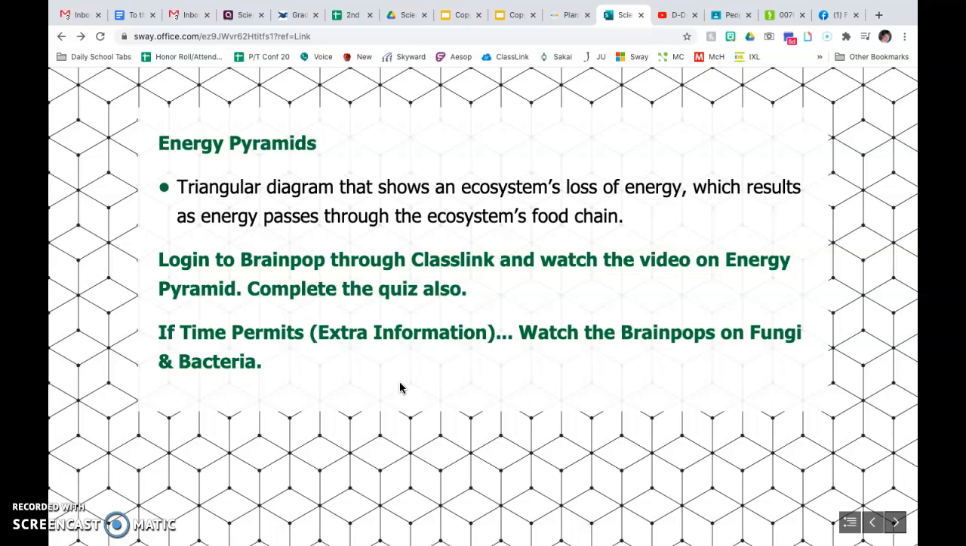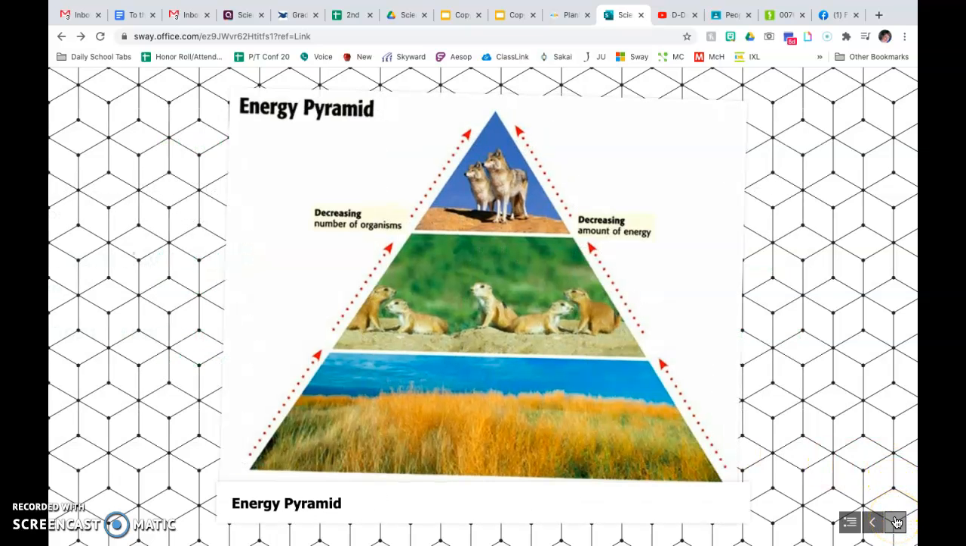So an energy pyramid, this is a triangular diagram that shows an ecosystem's loss of energy, which results as energy passes through the ecosystem's food chain. Please come back and watch the BrainPop on the energy pyramid and complete that quiz. And then at the end of the lesson, if you have time, there are also BrainPops on fungi and bacteria, which would be your decomposers. So come back and watch those as well.